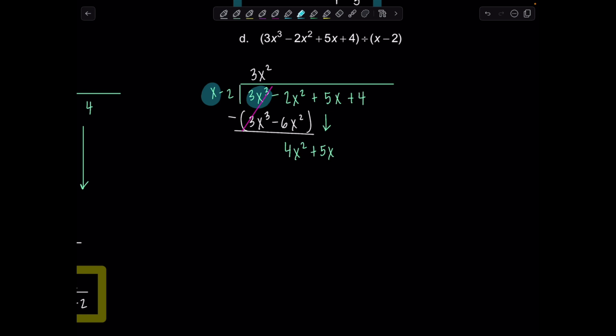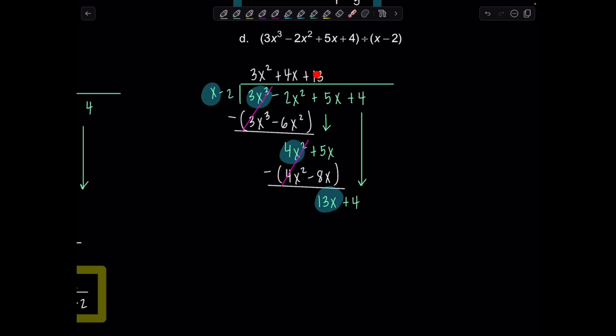Then we repeat. Okay, so divide 4x squared by x. It's plus 4x. Then we distribute. Boom, boom. So that's going to be 4x squared minus 8x. Step 3, subtract. This cancels. 5x minus negative 8x, so we're adding. So 13x, and then bring down, so plus 4. Keep it going. Oh yeah, 13x divided by x. 13, very good. Plus 13.